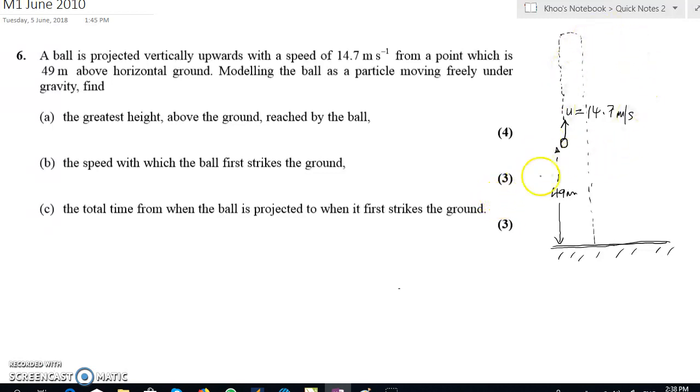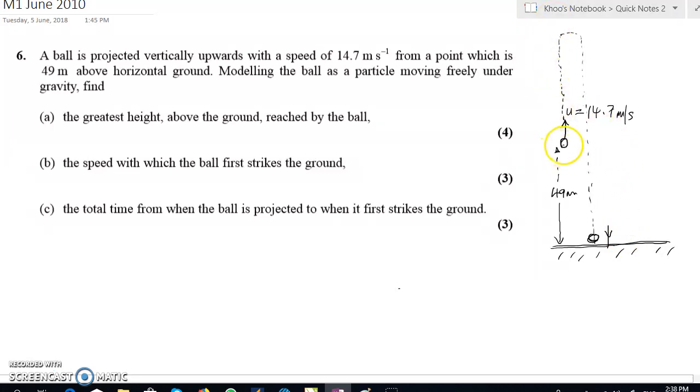Now I've drawn a little bit of the diagram here. So, projected at 14.7 from a height of 49 meters. Make it a point to draw a simple diagram like this. And then it lands on the ground here. Okay, so our aim is to find its greatest height above the ground.